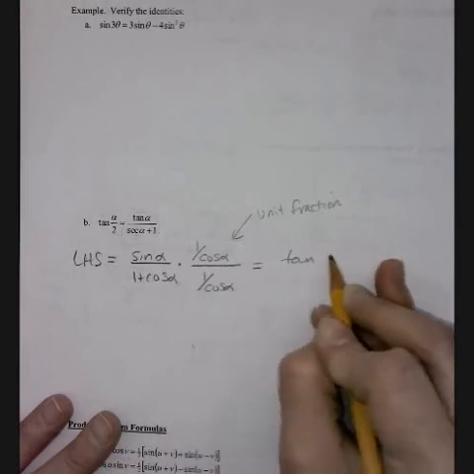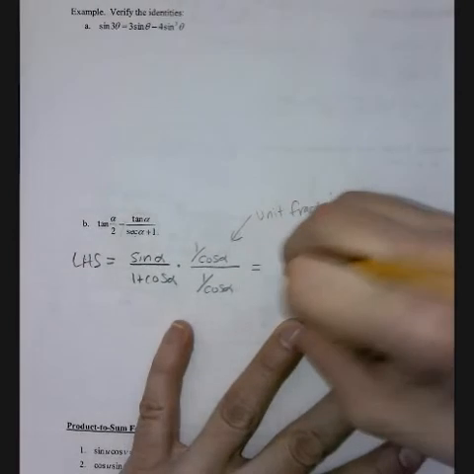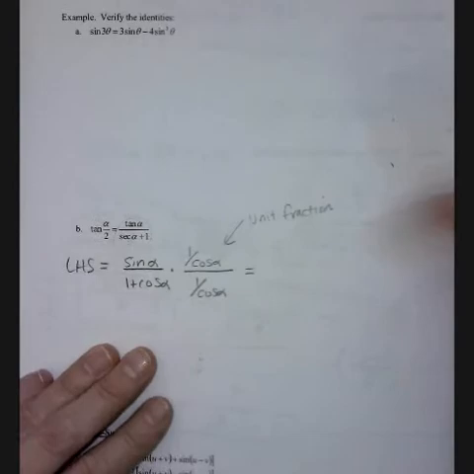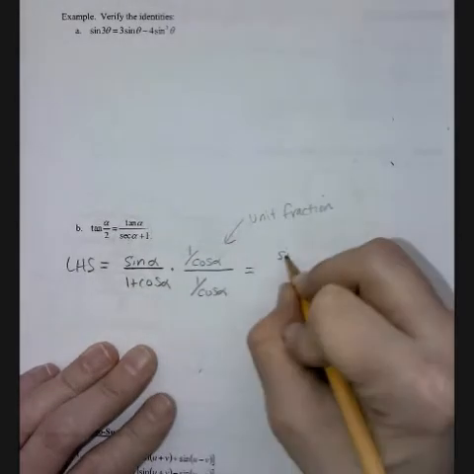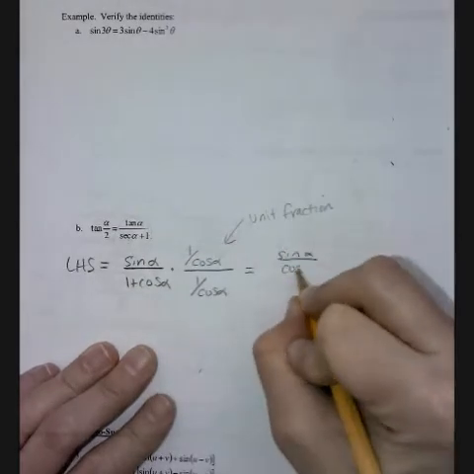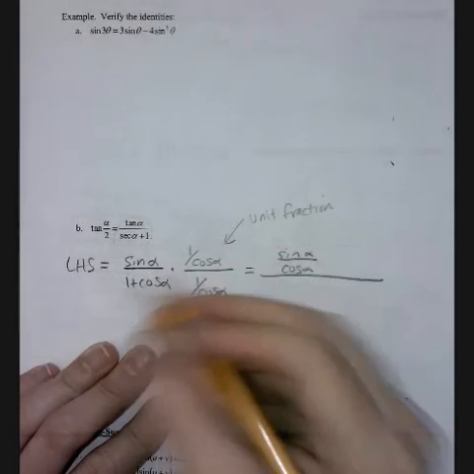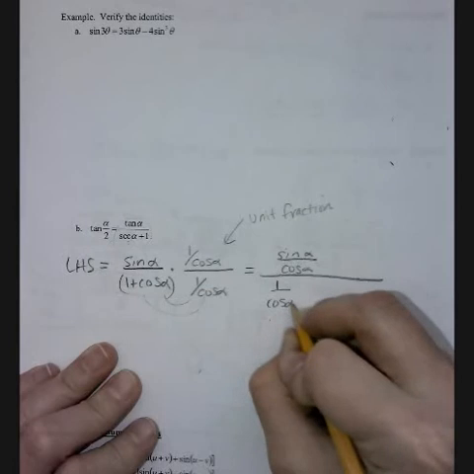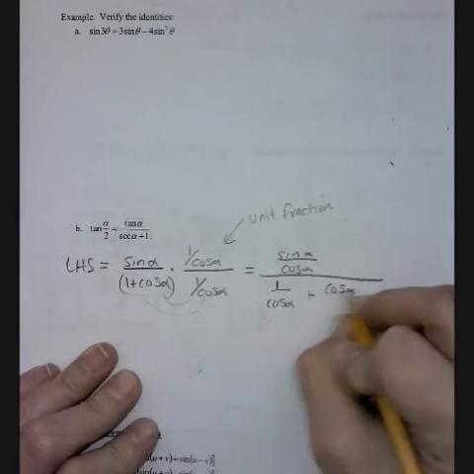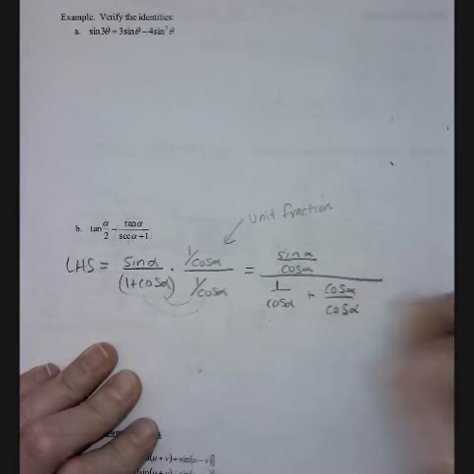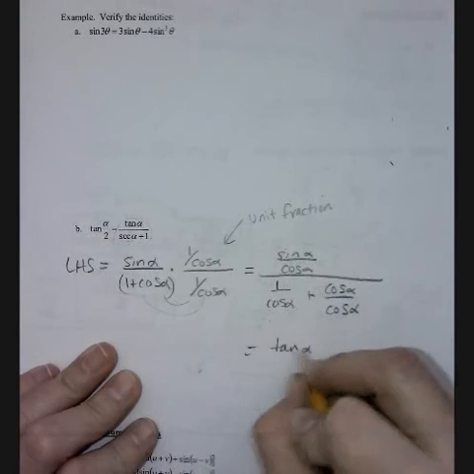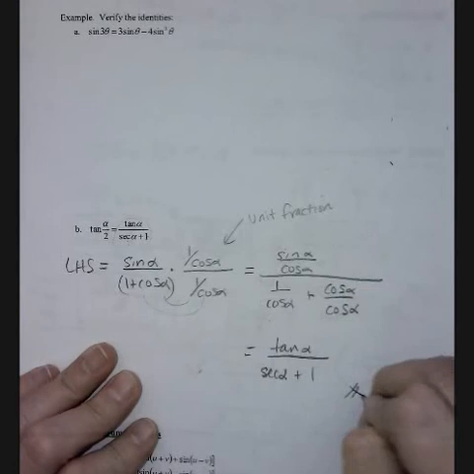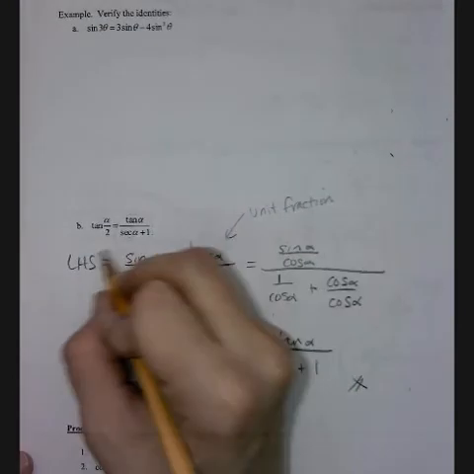Well, let me put this extra step in here maybe. We could go straight to the final result, but let's write this step in. So sine alpha over cosine alpha over, and then this will get distributed through, 1 over cosine alpha plus cosine alpha over cosine alpha. So we got tangent alpha over secant alpha plus 1, and that's what we wanted to prove, right? So we go from here to here and so forth.